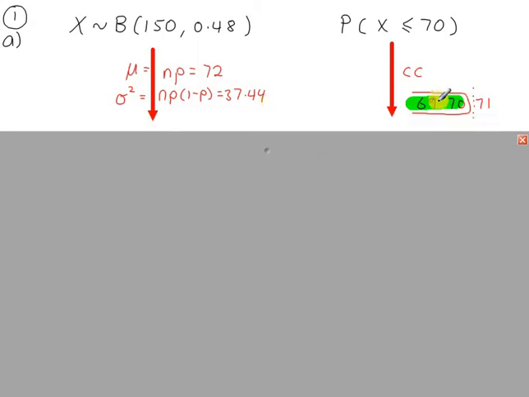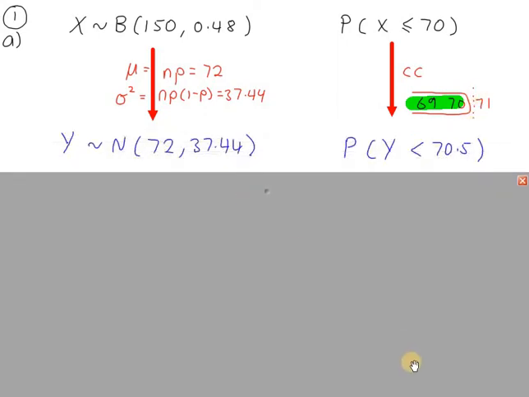We do the continuity correction, less than or equal to 70. So in green are values that we do want, all the way down to 0. We don't want 71 or 72 and so on. The boundary between what we want and what we don't want is 70.5.